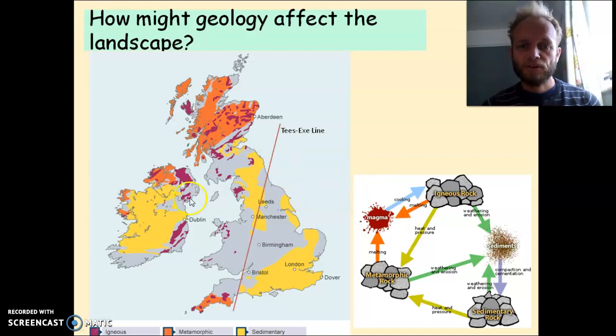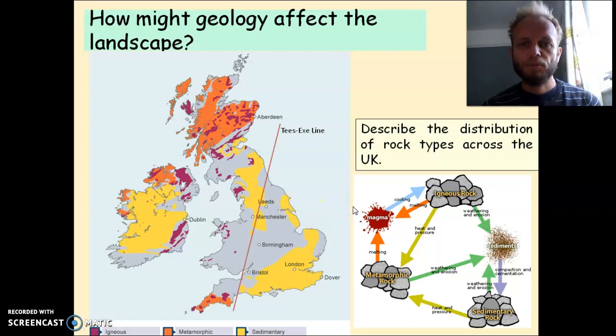So what I'd like you to do as part of your first exercise is to describe the distribution of rock types across the UK. Now remember, when we're describing distribution, we want to have things like compass directions, some specific locations. If you're not sure about the specific locations, then that's why we want you to use compass directions. Okay, so I'll give you a minute to have a go at that and to explain or describe the distribution of rock types across the UK.